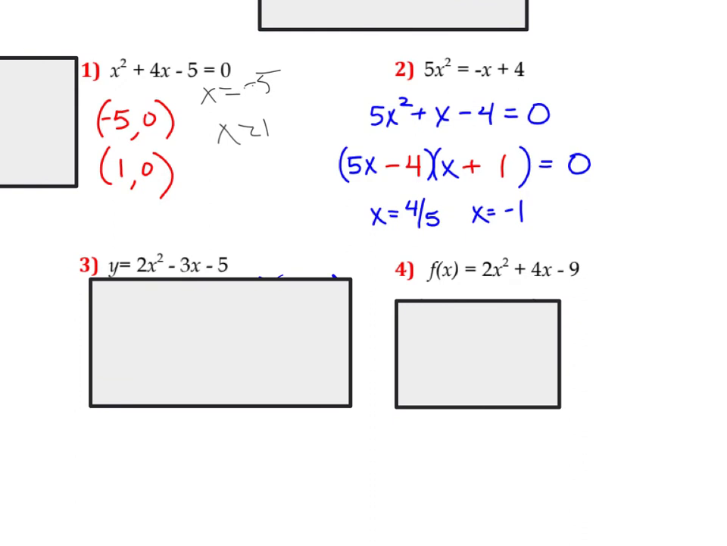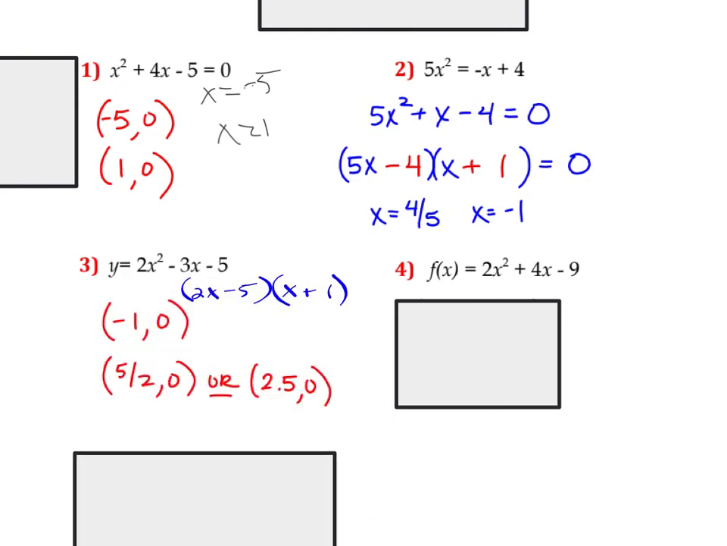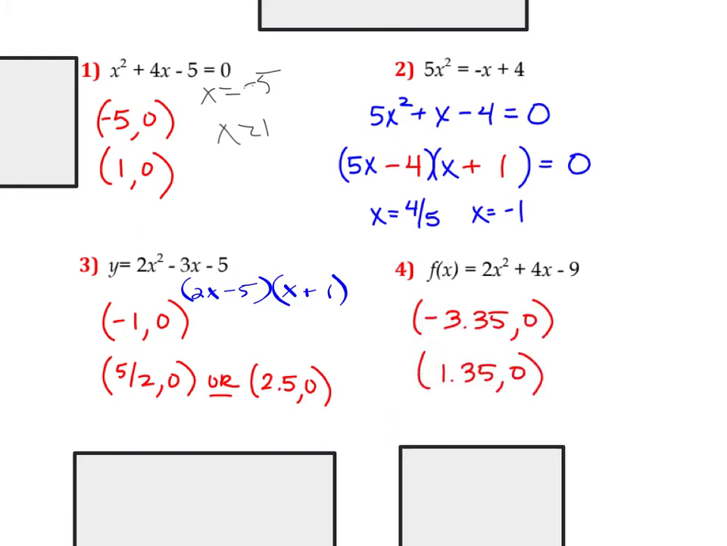Number 3, just set this equal to 0 and factor it out. There are the factor pairs there for you. Preferably, when we are writing our answers, we prefer fractions, but decimals are still numbers too. Just be careful if you ever have to round. And then this last one, we get -3.35 and 1.35.